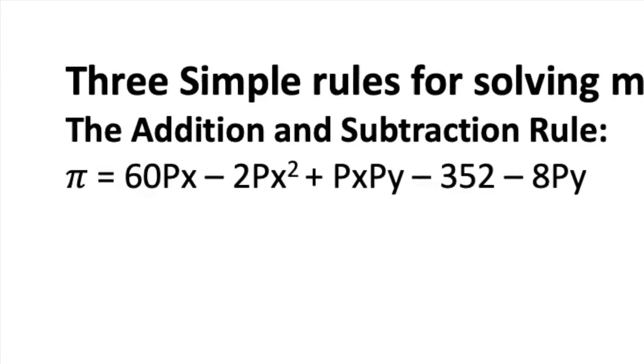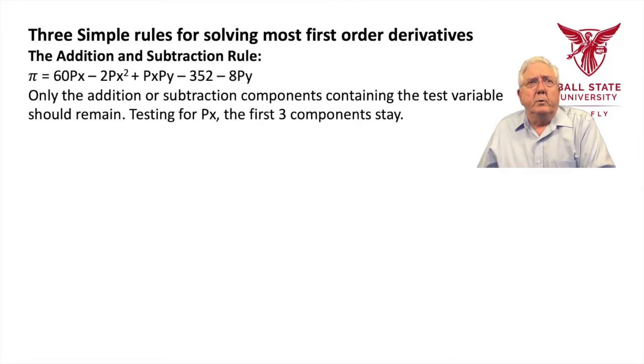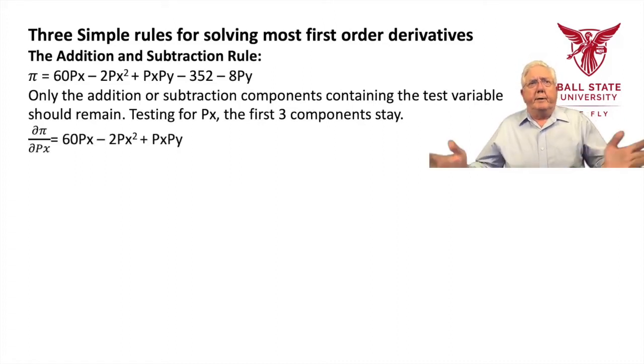So there's a PX here and a minus sign, and a PX here and a plus sign, and a PX here and a minus sign, and then the number 352 and a minus sign, and then 8PY. You'll notice that the last 2 addition and subtraction elements do not have a PX in them. So guess what? We don't care about those. So we're going to eliminate them. Only the addition or subtraction components containing the test variable should remain. Testing for PX, the first 3 components stay. Okay, so there we go. We already got rid of 2 of the 3 components.